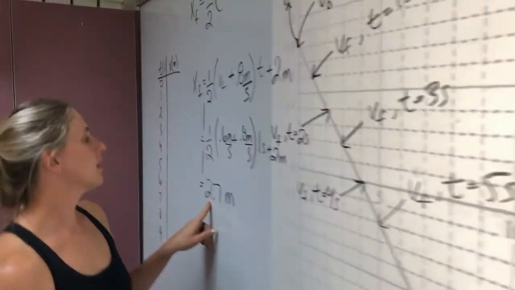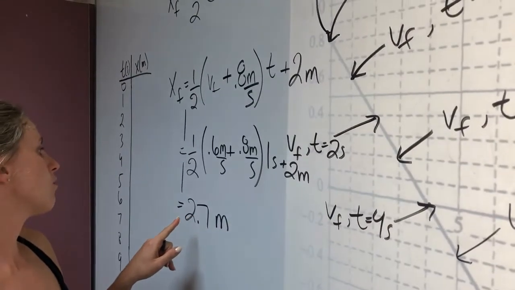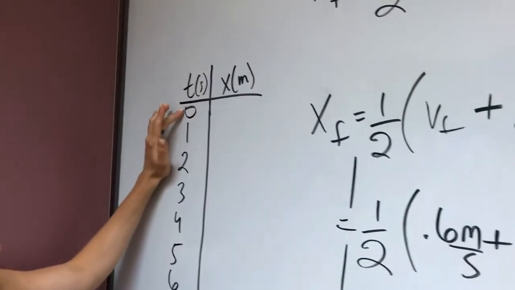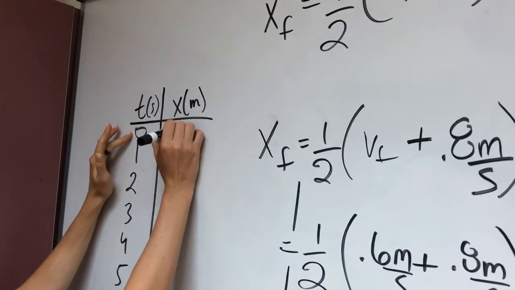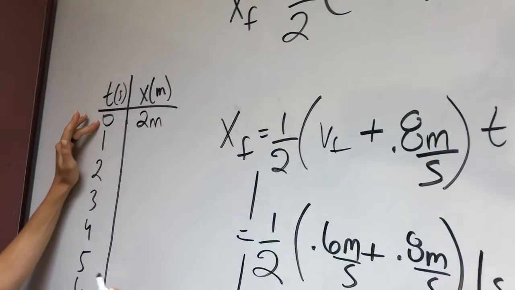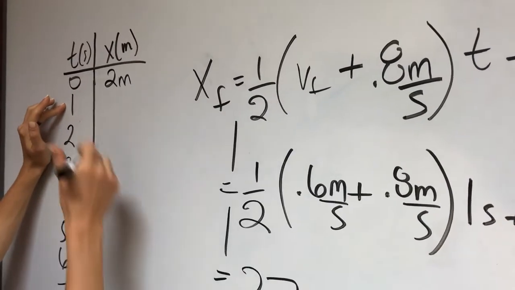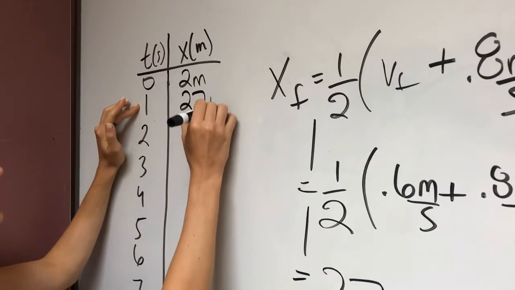So we've just gotten this answer. We want to transfer this answer to our t-chart. We know at time equals 0 seconds, position was 2 meters. It gave us that in the question. And then after 1 second, now we are at 2.7 meters.